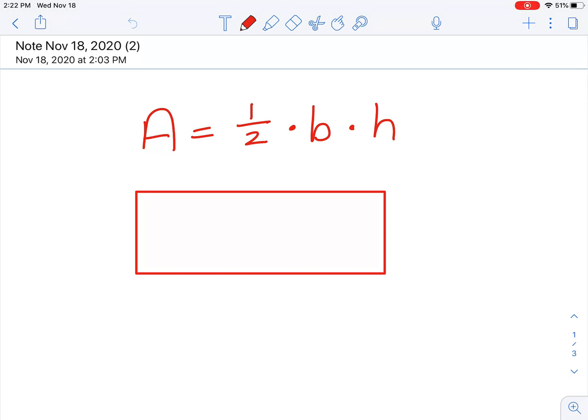Okay guys, today we're going to start finding area of a triangle. And you might be thinking, okay then Miss Middleton, why do you have a rectangle drawn on this page? Because I want you to understand the origin, or where this formula came from. So here is the formula to find the area of a triangle. So this is the triangle area formula.